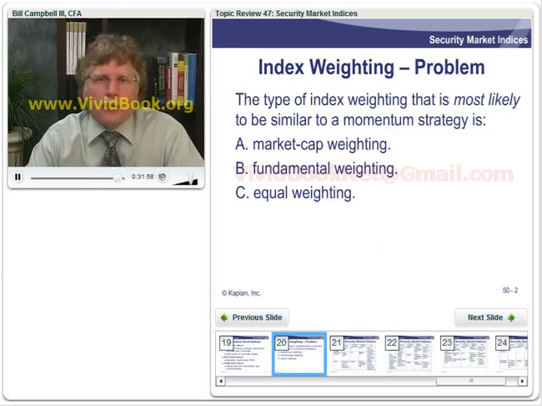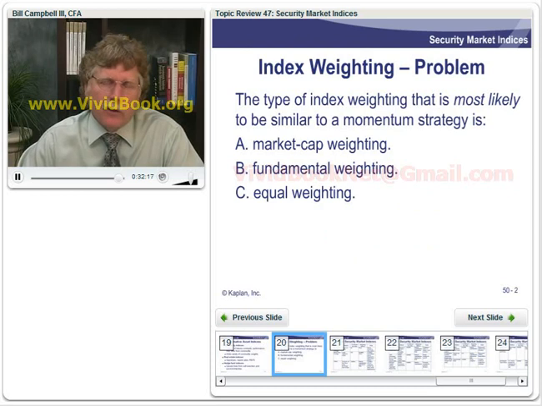Okay, another problem for you. The type of index weighting that is most likely to be similar to a momentum strategy. Would that be market cap weighting, fundamental weighting, or equal weighting? I'll let you ponder that for a minute. You can pause this if you want. Okay, you've pondered it for a bit.